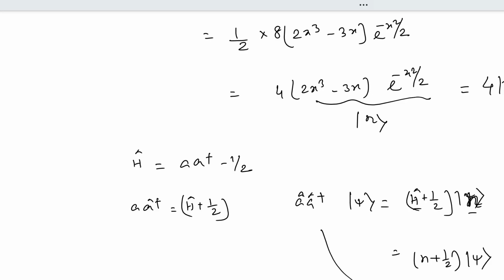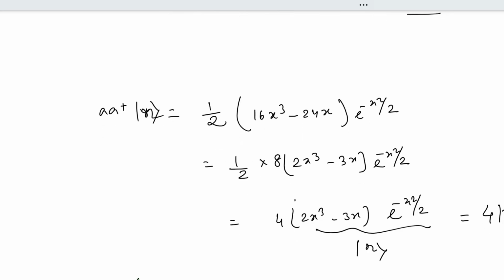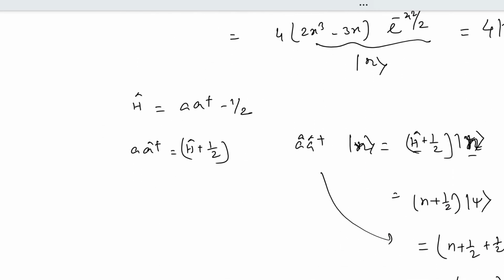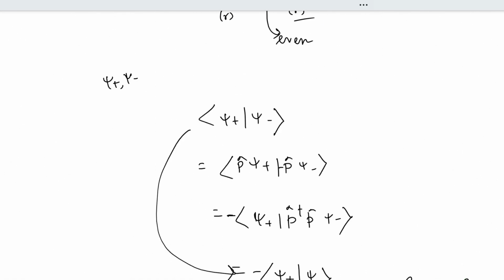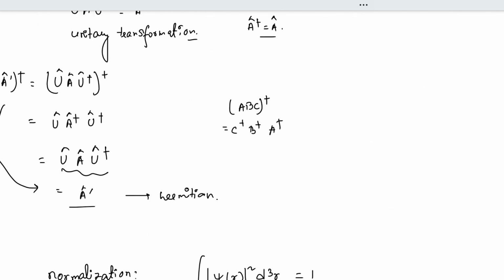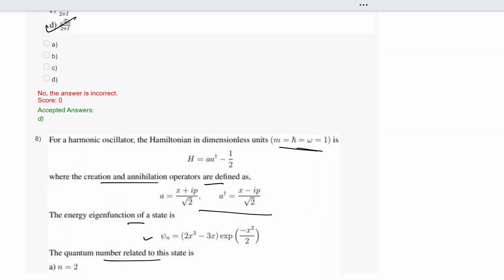Okay, so if you compare this with this, because both are a dagger acting on psi, or in this case n, so this is the state n. That means you are getting n plus 1 n ket equal to 3 plus 1 n ket, or you are getting n equal to 3. That means your value of n will be 3, which was asked in this question. If you look at it again, you are asked whether the quantum number associated with the state is n equal to what? So n equal to 3 is the answer.